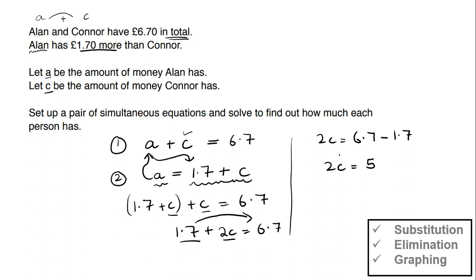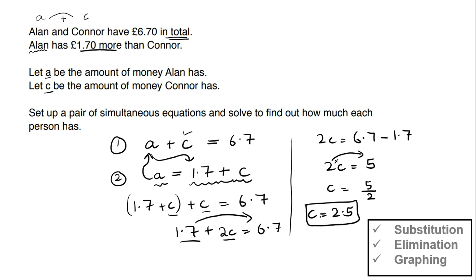Now because I have to find my C, I have to take the 2 to the other side. Now 2 is in multiplication with the C. When it goes to the other side, it turns into division. So C is equal to 5 by 2. Now either I just say C is equal to 5 by 2, or 5 by 2 can also be written as 2.5. So C is equal to 2.5 pounds. Now that I have my C, it means that the value for Connor is 2.5 pounds.